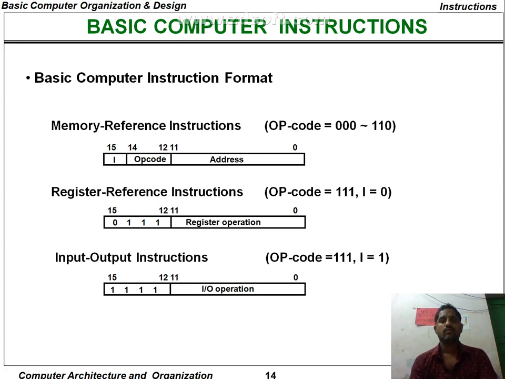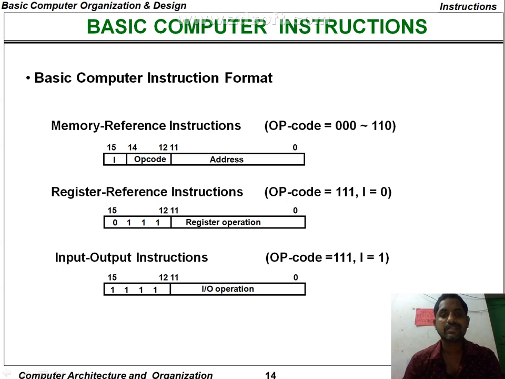See next one. What is the basic computer instruction? See, the basic computer instruction format is here. Here are the different types. The first one is the memory reference instruction, then the register reference instruction, and the input output instruction. In the memory reference instruction, the address is assigned 12 bits, that is 0 to 11. The remaining are 3 bits for the opcode and 1 bit for the address mode, that is direct address or indirect address. Here 1 means indirect address, 0 means direct address.